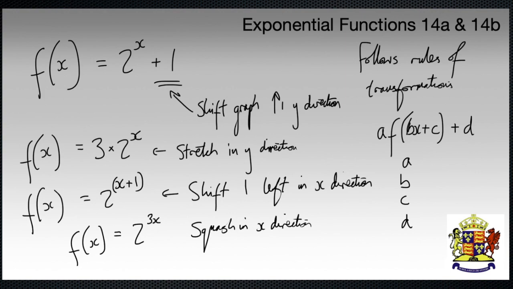A, stretch in y, b, squash in x, c, translate in x, but it kind of goes in reverse, remember? And finally, d is translate in y. That works the right way around. Okay, so exponentials follow the same rules as transformations as any other graph, so don't get freaked out by them. Draw the original graph, then move it. And if you need to, put some values in.